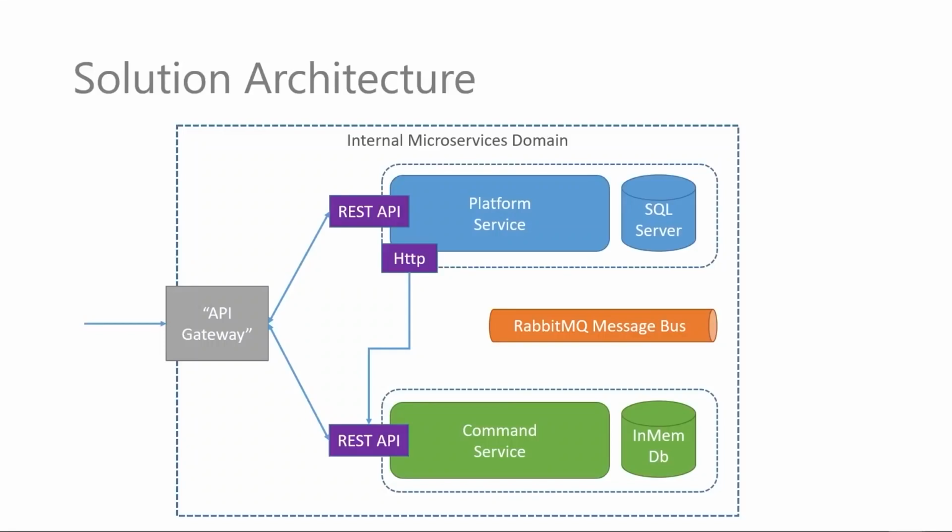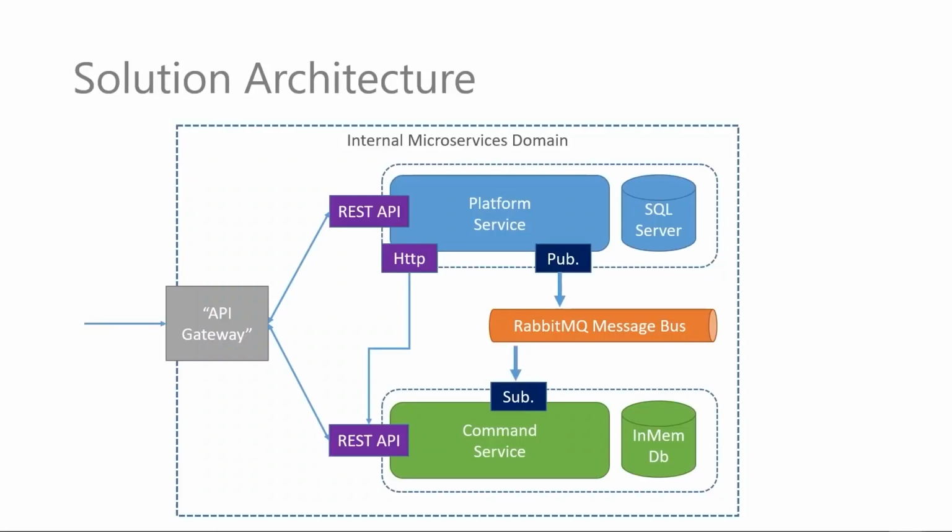So when we create a platform in the platform service, it's going to publish a message onto the message bus, and it doesn't care who's listening for those messages. It's just putting the information out there. It might be one service, it might be 100, it might be none. Doesn't matter, doesn't care. And then on the command service side, yes, we are going to subscribe for those events.